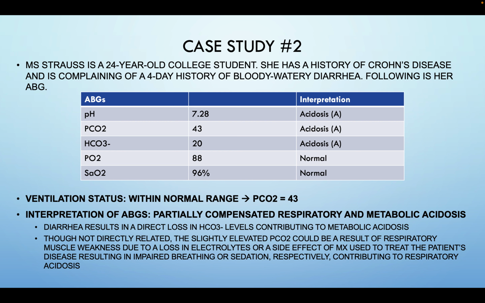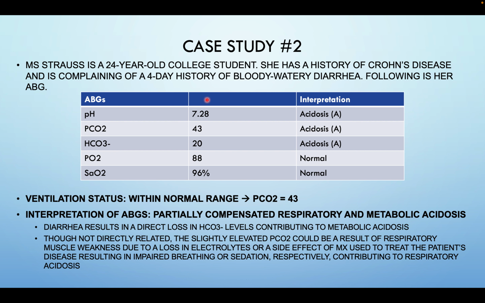Going into the second case study, Ms. Strauss is a 24-year-old college student. She has a history of Crohn's disease and is complaining of a 4-day history of bloody, watery diarrhea. Following are her ABGs. Again, step 1 is looking at the pH. Because the pH is also below the normal 7.4 value, she is acidic.